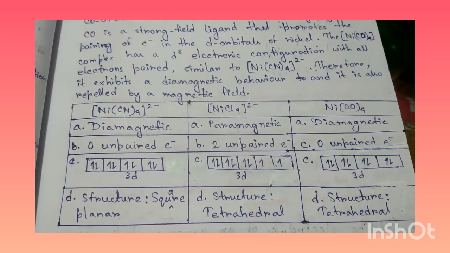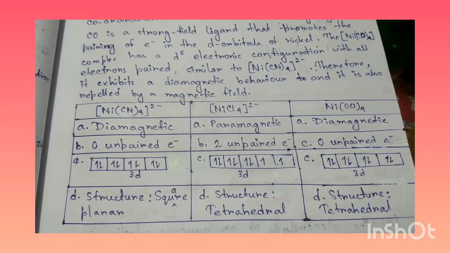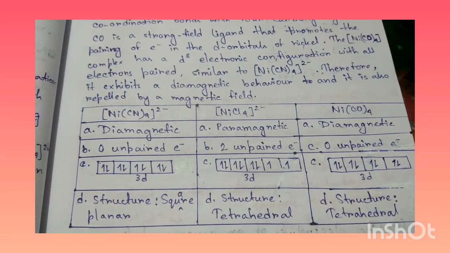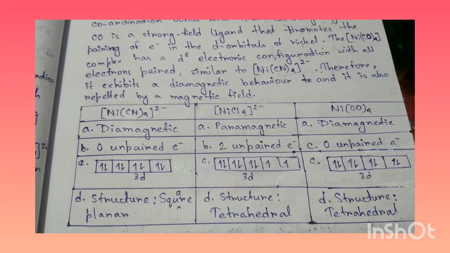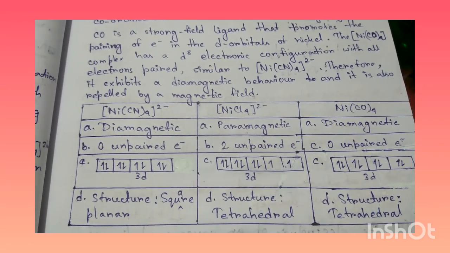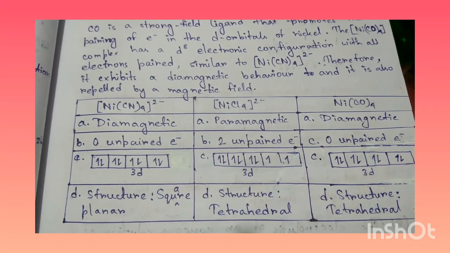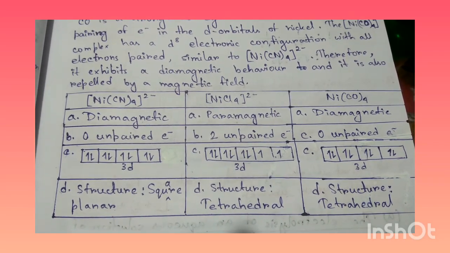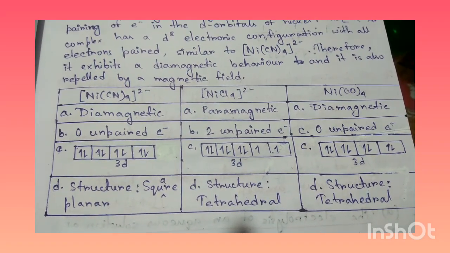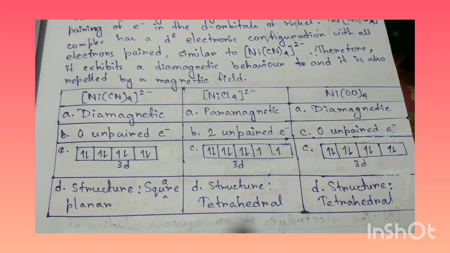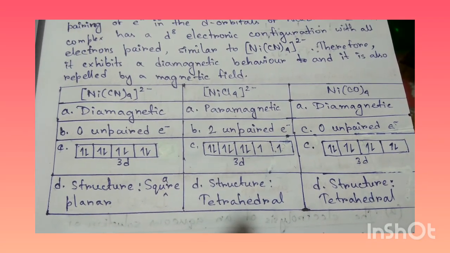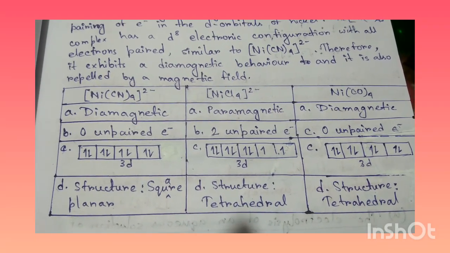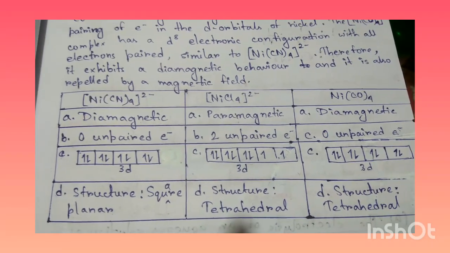To summarize this total answer, [Ni(CN)4]2- is diamagnetic, [NiCl4]2- is paramagnetic, and Ni(CO)4 is diamagnetic. Here 0 unpaired electrons, 2 unpaired electrons and 0 unpaired electrons. The [Ni(CN)4]2- structure is square planar. The structure of [NiCl4]2- is tetrahedral and Ni(CO)4 is also tetrahedral. So that is the answer.